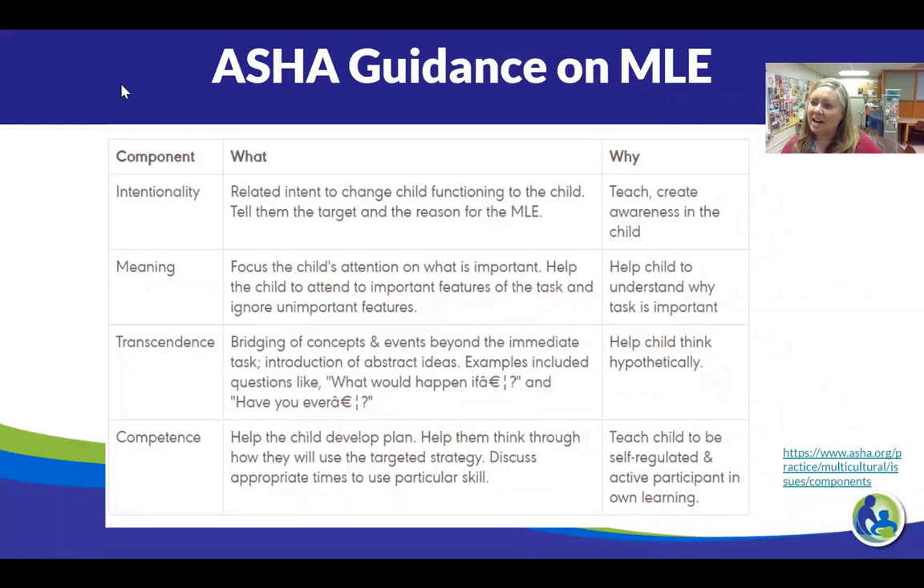And then in the competence part of the MLE, you would have the child develop a plan for thinking how they would apply special names to other contexts so that they can really use the skill and take it into that transfer opportunity with other either test items or other experiences that they have.